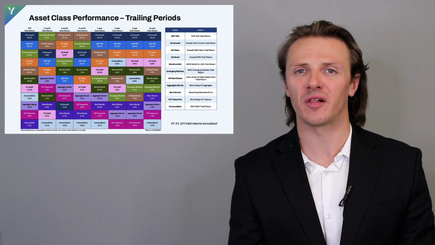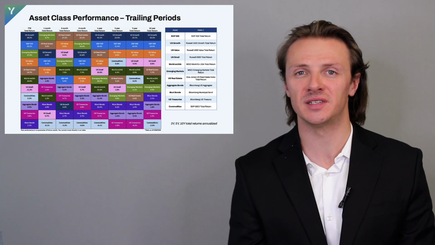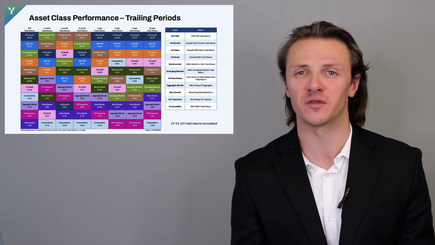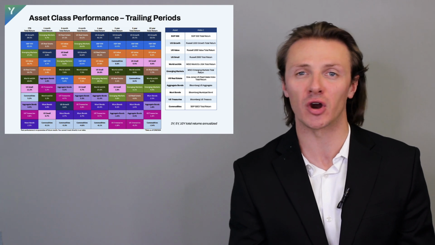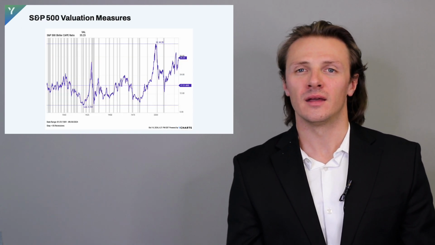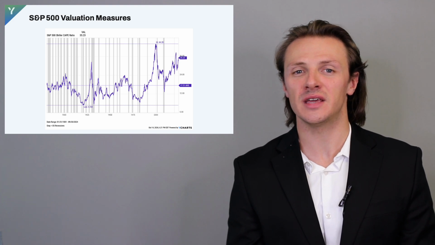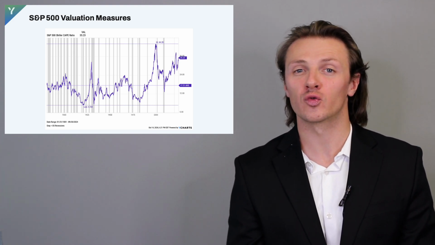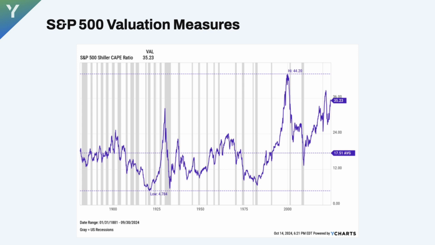With several asset classes posting double-digit year-to-date gains, it raises the question of what is the impact of rising asset prices on market valuation? Let's look at a key metric. The S&P 500 cyclically adjusted price-to-earnings ratio, or CAPE for short, rose slightly to 35.23 as of quarter end and is nearly 4 points higher year-to-date.